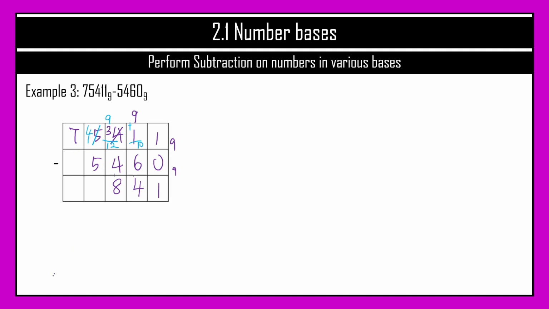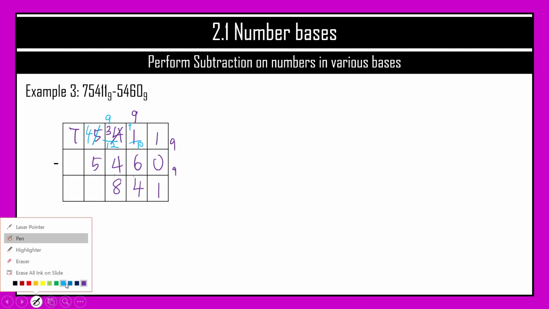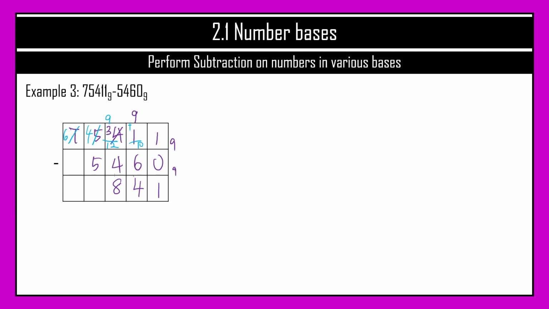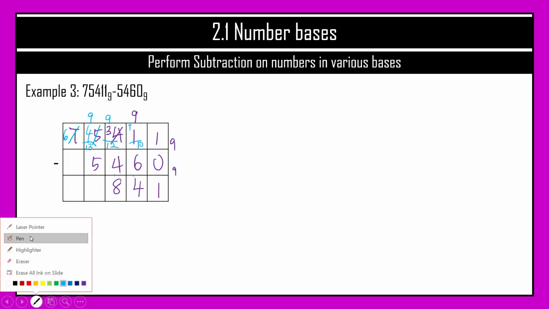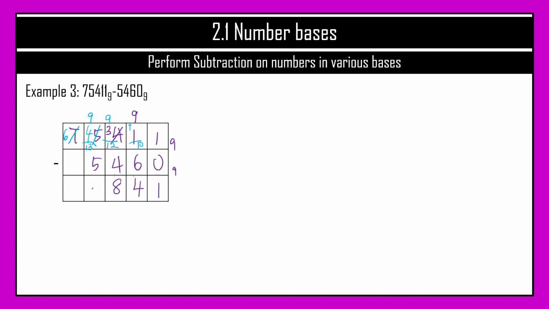The next one is 4 minus 5. So 4 minus 5, we don't have enough, so what we're going to do is borrow from 7. Now left with 6, and then we're going to bring 9 here. So 9 plus 4, you're going to get 13. Alright, so now 13 minus 5, you should get 8. And then we've got no numbers left. Now bring down 6. So the final answer will be 68841 base 9.